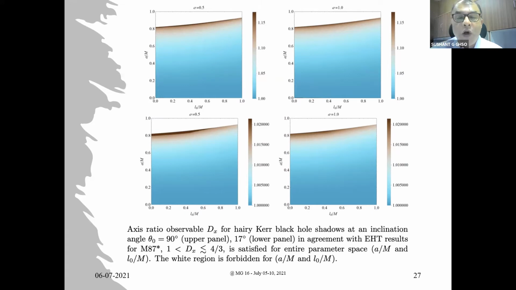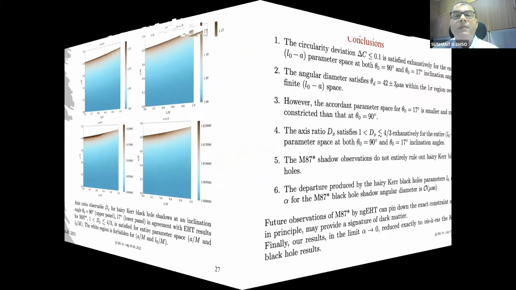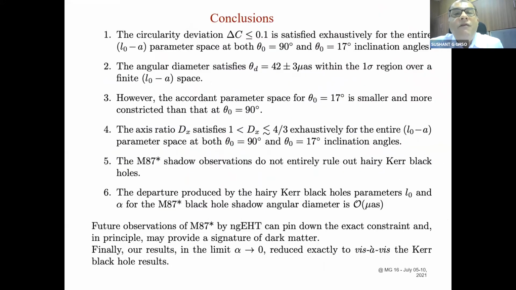This is also satisfied in the entire parameter space. So we have the following conclusion. The circularity deviation should be less than 10%, and it is satisfied for the entire L0-A parameter space at both 90 degrees as well as 17 degrees.